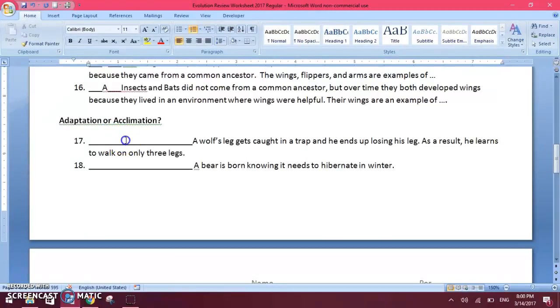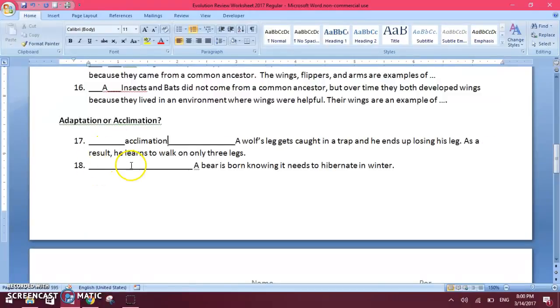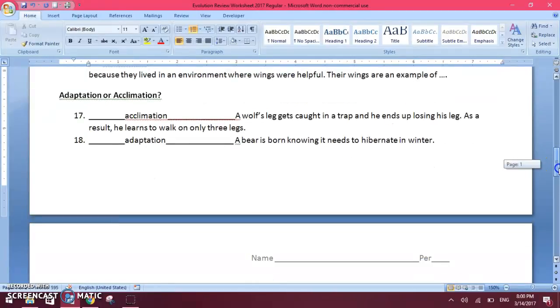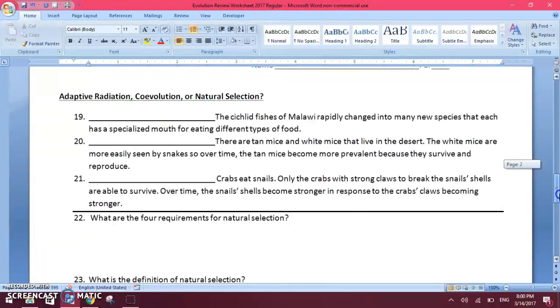It's something that happens in his lifetime. So this is going to be acclimation. And then a bear is born knowing it needs to hibernate in winter. This is going to be adaptation because he's born knowing it. It's instinct.